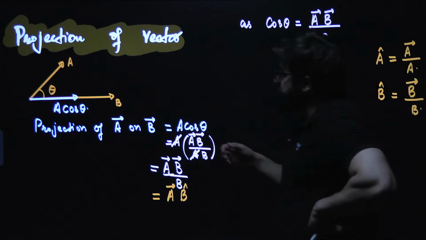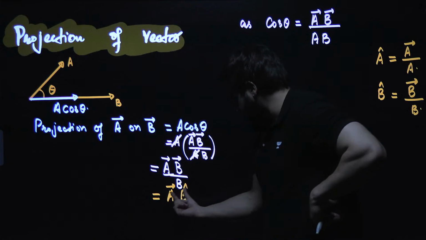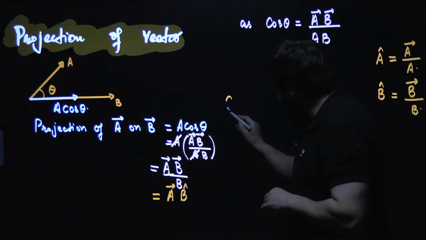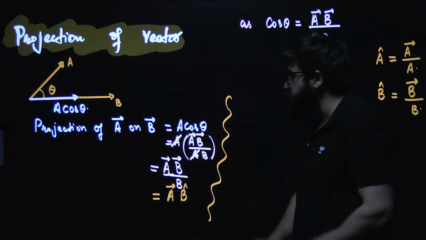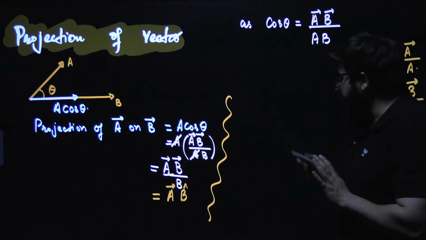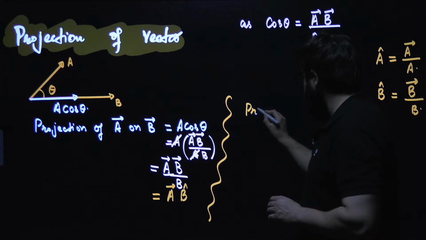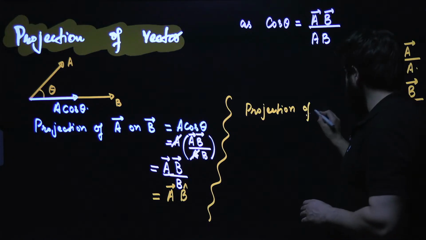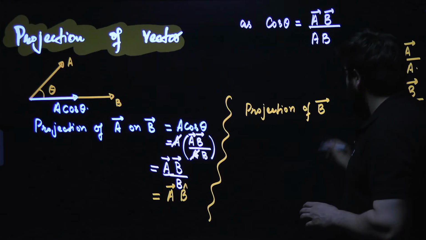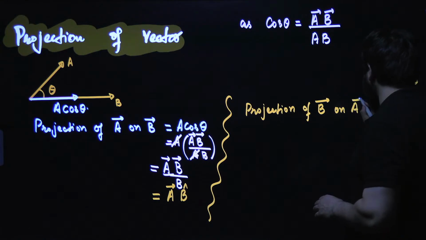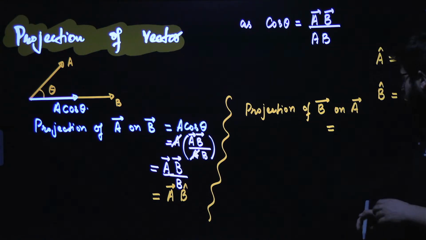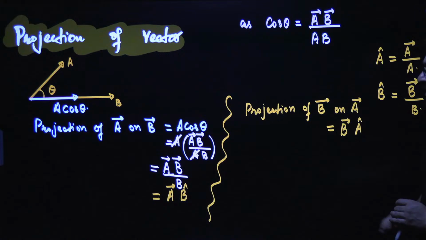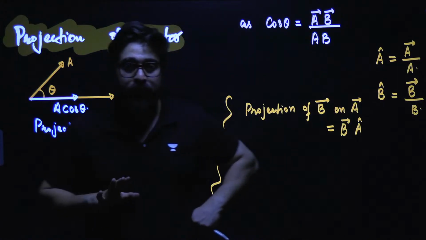So we say the projection of A vector on B vector is A vector dotted with B unit vector. Similarly, we can use the same logic. Guys, see, I can say the projection of B vector on A vector will be B vector dotted with the unit vector of A. Using the same logic, you can exactly prove it.